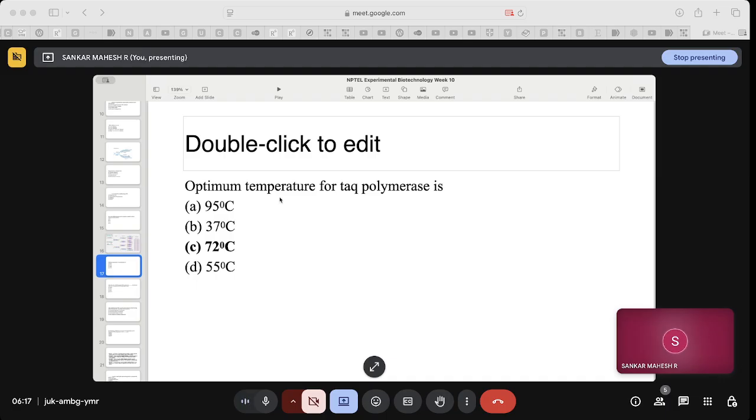The next question is, optimum temperature for Taq polymerase is dash: 95, 37, 72, 55. Yes, this is the extension temperature. And since we're talking about polymerase, we need to think about the activity, which is the ability of it to polymerize a chain. So at 72, it has maximum activity.